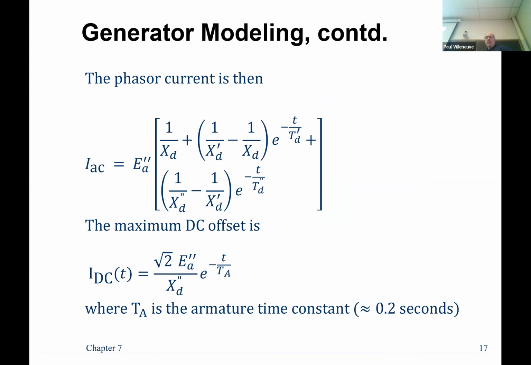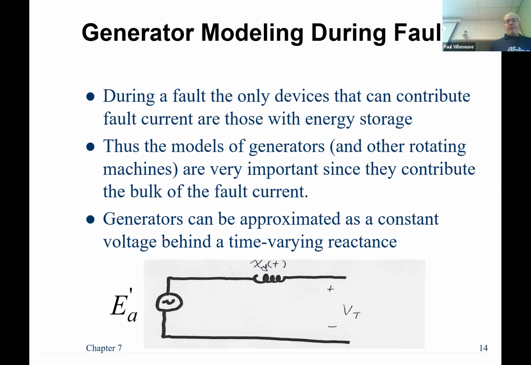And then our max DC offset, you can see the worst case is we're going to have our EA double prime over XD prime. Where does the EA double prime come from, you may be asking. Well, if I go over here, do you remember how we did our calculations and we always assumed that this terminal voltage was 1 per unit? We calculate the voltage drop through here, and then we calculate what the actual power supply could be. So you can do that for the subtransient time as well as the transient time.